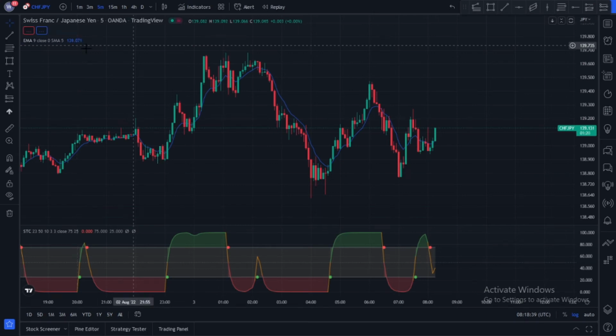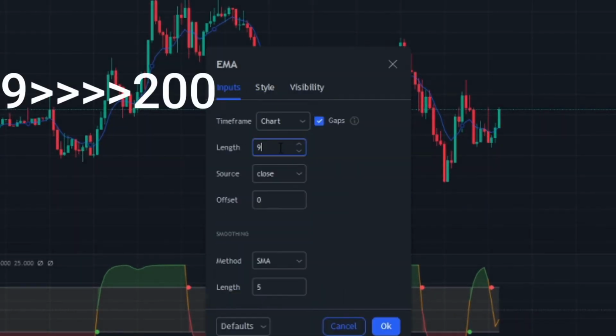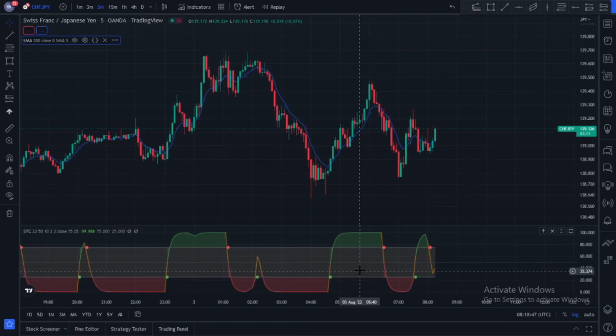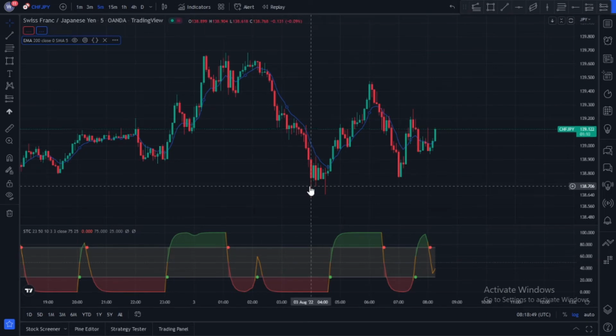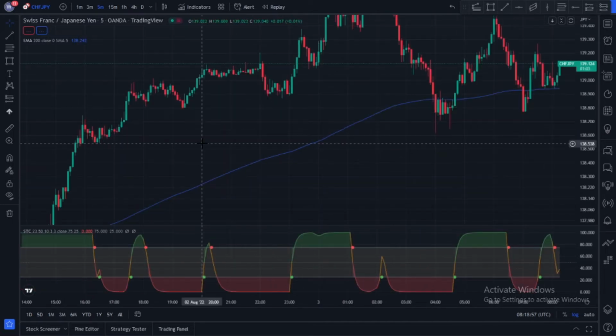From the EMA indicator section, we change the number 9 to 200. By means of EMA 200, we understand the price trend. For example, here the price is above EMA 200, so it is bullish. And if the price is below the 200 EMA, like this area, the trend is bearish.